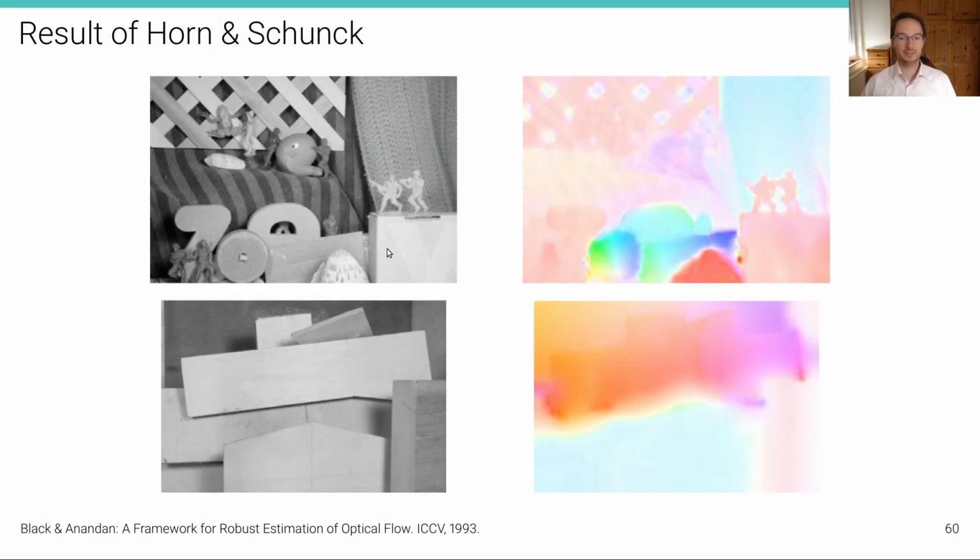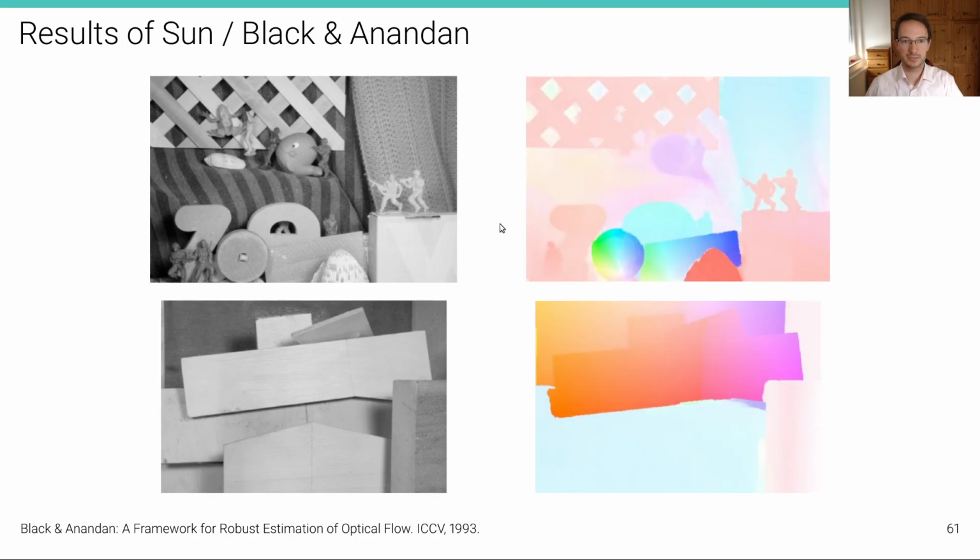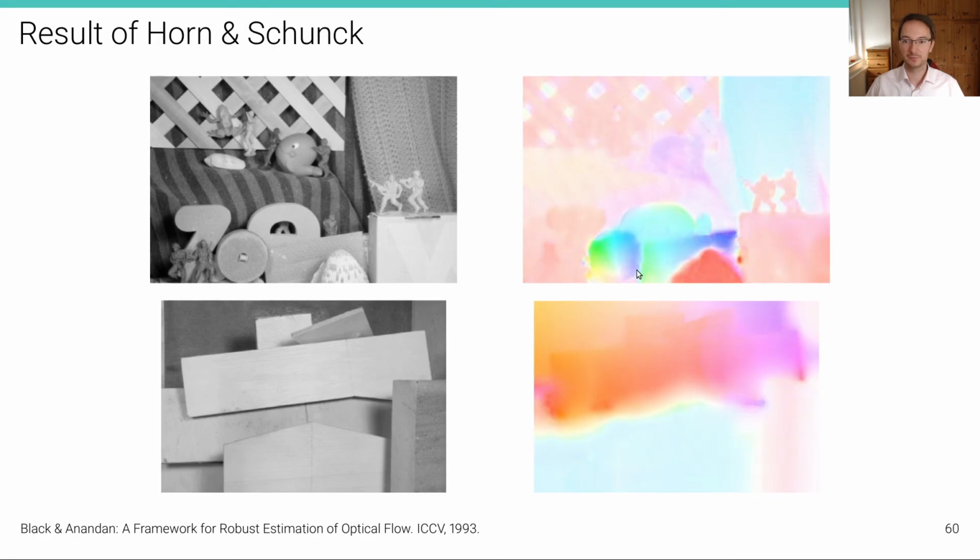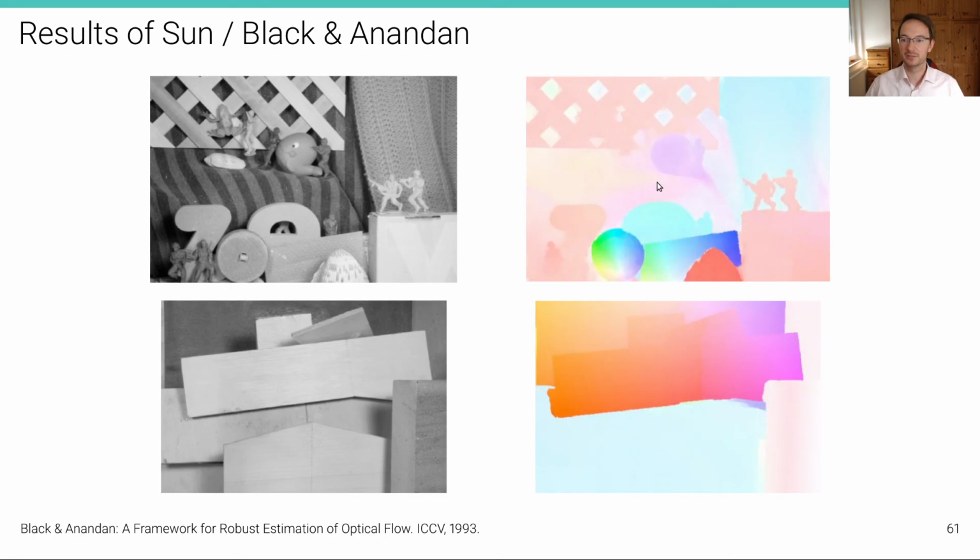And now we see an example of what this changes. Here is the result of Horn-Schunck, and this is the result of Black and Anandan. It's actually the result of Sun and Black that has used a couple more tricks, but essentially uses the same ideas as in the original paper, plus some additional insights. And you can see how the boundaries are much sharper compared to the original Horn-Schunck algorithm, primarily because of the more precise assumptions.